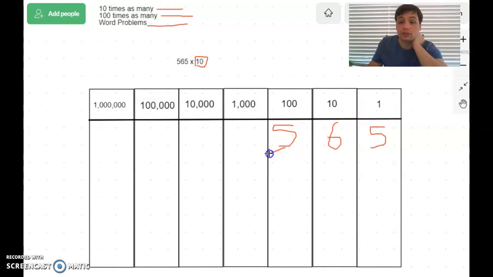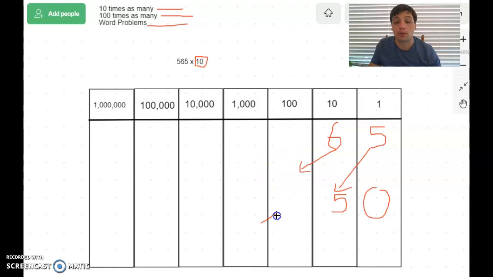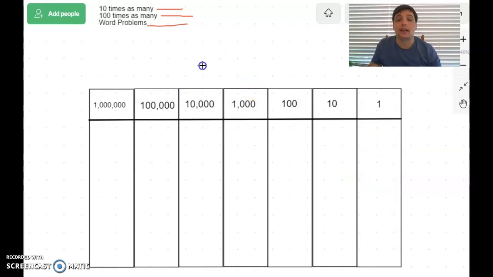So I have to think to myself, everything gets 10 times bigger. My 500 now becomes 5,000. My 6 tens become 600. My 5 ones become 5 tens. And I have nothing to move over behind the 1 here, so I put a 0. So my new answer would be 5,650. That's when I'm getting larger. I'm multiplying. I'm doing 10 times as many, not 10 times less. So it's 10 times as many.